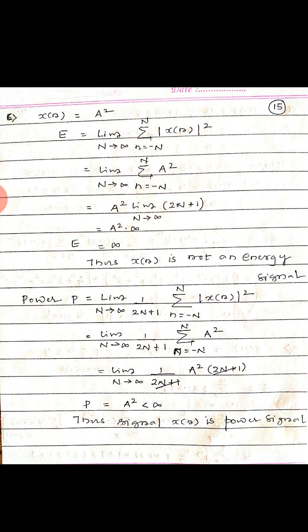I will keep the limit as it is, that is N tends to infinity, the summation from n equal to minus N to capital N, and the value of x of n is A square now. So if I take A square, which is a constant, outside the summation as well as the limit, we get A square into limit N tends to infinity. After taking A square outside, you will get the summation from n equal to minus N to capital N of 1.